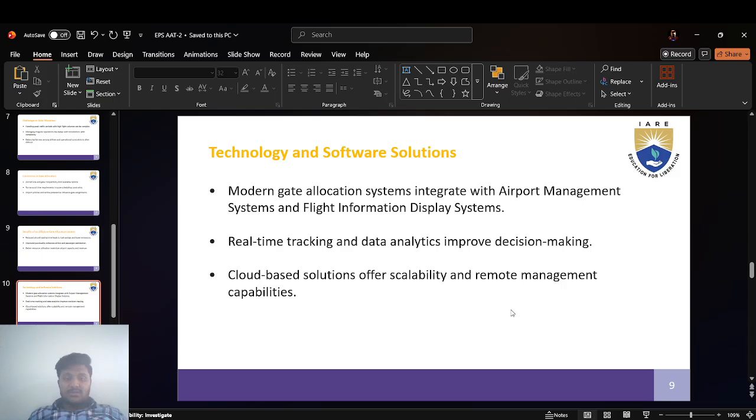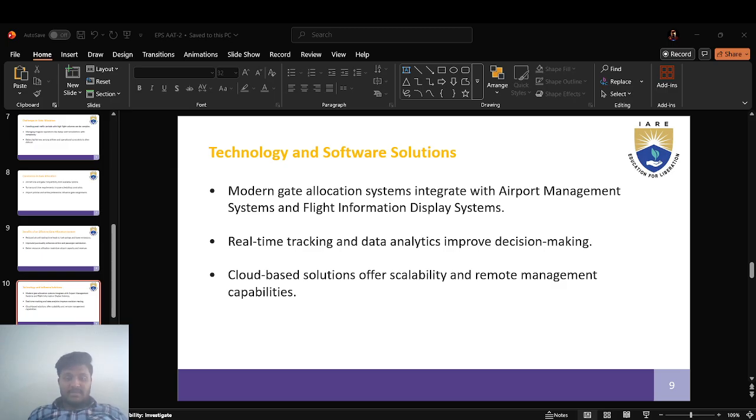Technology and software solutions. First one is reduced aircraft taxiing time, which saves fuel and lowers emissions. When airplanes spend less time moving on the ground between the runway and the gate, they use less fuel.